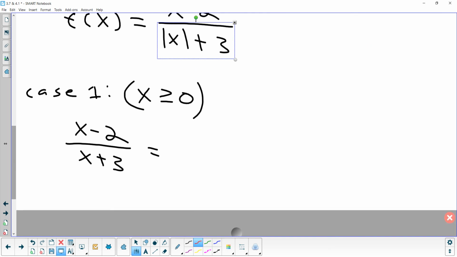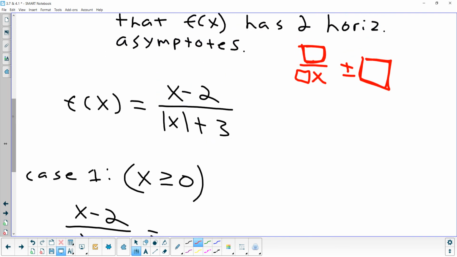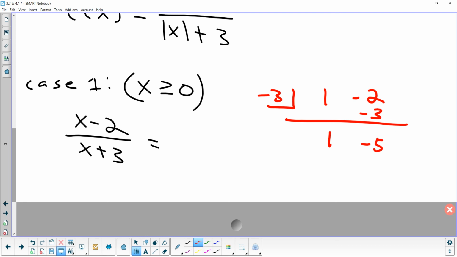I'm going to divide that synthetically very quickly, because when I do synthetic division on this, it's going to turn it into the format that I want. So let's do that. You divide by the number after the minus, so that would be x minus -3. And in the numerator, 1, -2. Bring down the 1. -3 times 1, -3, -5. That's my remainder.